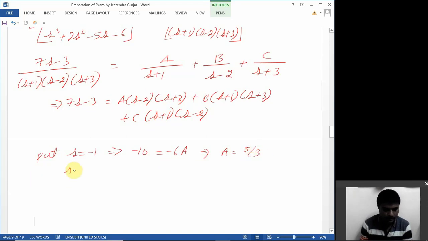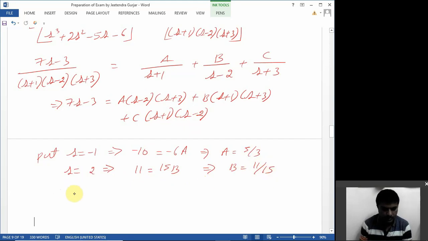Okay, next quickly I'm going to put s is equal to 2. That implies what, all things will get cancelled. The a term will get cancelled, 2 minus 2 is 0. The c term is going to get cancelled, 2 minus 2 is 0. You can look at it on the screen. So therefore this is going to become 14 minus 3 is 11. 11 is equal to 15b. So that implies b is equal to 11 upon 15.